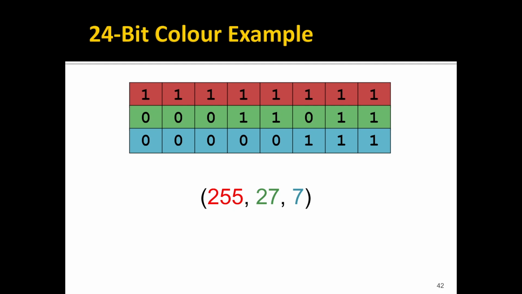Describing a color in this color scheme means providing 3 numbers in the range 0 to 255. For example, the color green would be 0, 255, 0, and white would be 255, 255, 255. And the color here, 255, 27, 7, would be some shade of mostly red.